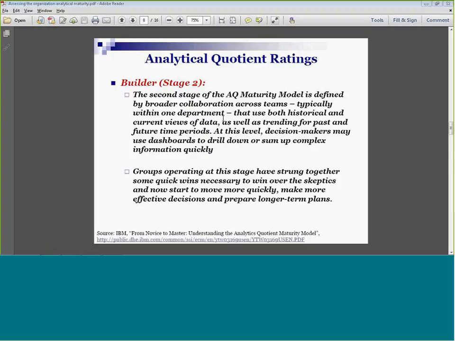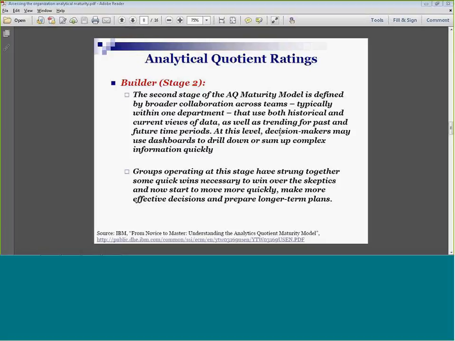So anyway, it says, again, typically within one department, use historical and current views of data. Decision makers may use dashboards. Okay, so now they've gotten comfortable with dashboards. And dashboards are great. Don't get me wrong. I love Tableau. I teach it in the MBA program. I'll probably be teaching it in this program going forward. But basically, they're a snapshot. They're a view. They say, here's what's happening. They don't necessarily deal too much with what's going to happen or what should be happening or what's the optimal that could be happening or what's most likely to happen next. But they are a good starting point.